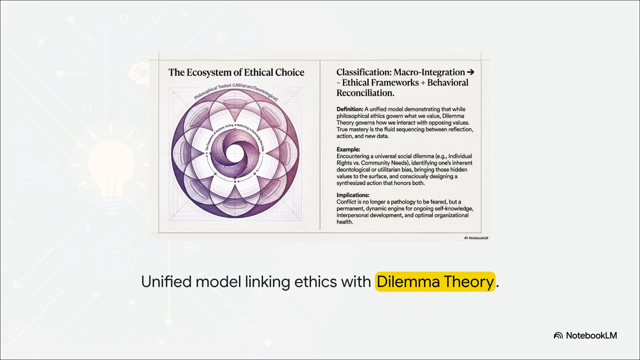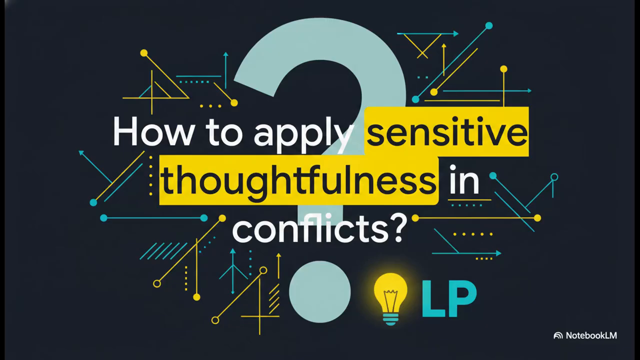And this brings us to our ultimate implication, macro-integration. A unified model linking philosophical ethics, what we value, with dilemma theory, how we interact. True mastery is the fluid sequencing between reflection, action, and integrating new data. Conflict is no longer a pathology to be feared. It becomes a permanent dynamic engine for ongoing self-knowledge and optimal organizational health. So we've moved from normative ethics right down to the mechanics of interpersonal resolution.